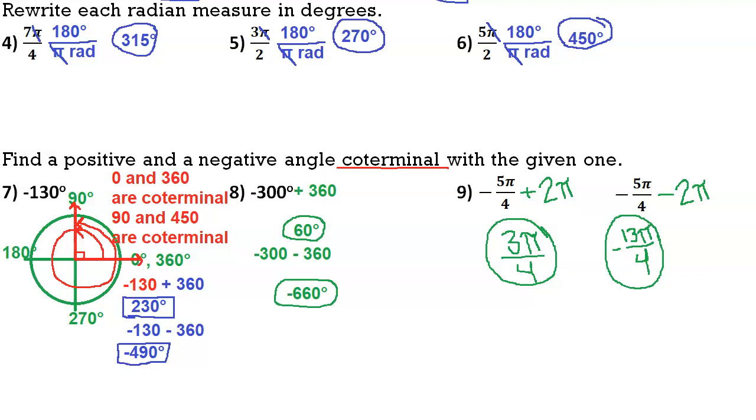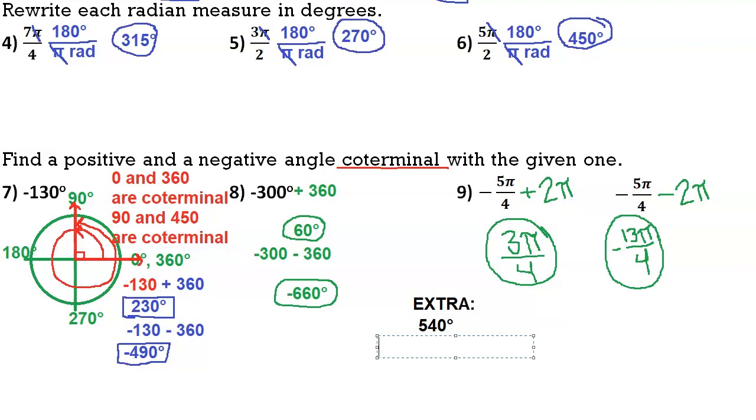Now, real quick, I want you to write something down on your paper before you quit for the day. There's one extra problem that I want you to write down, because you're going to see it on Monday anyway, so you might as well be prepared. Let's say you had to find a positive and negative angle coterminal with 540 degrees. Okay.